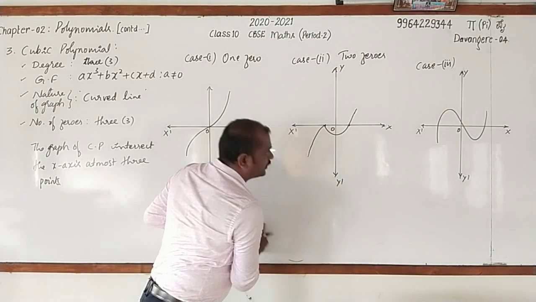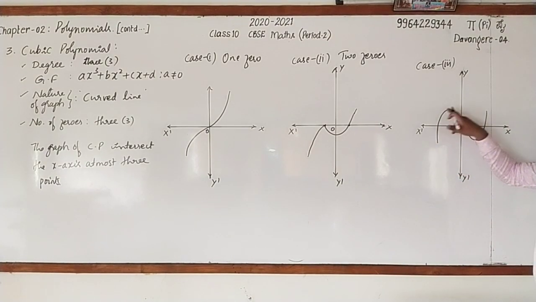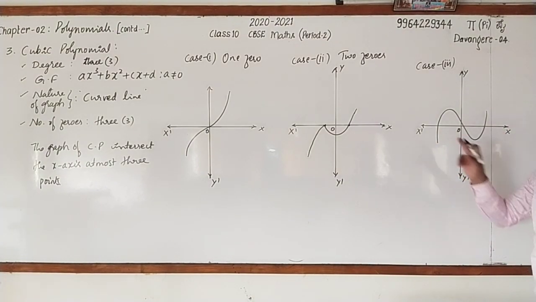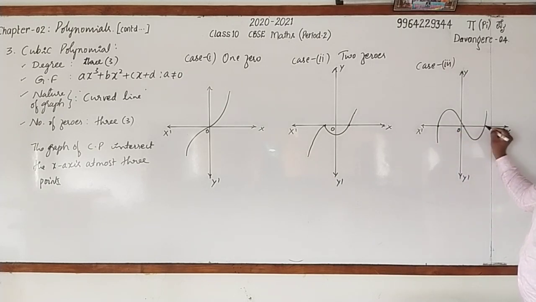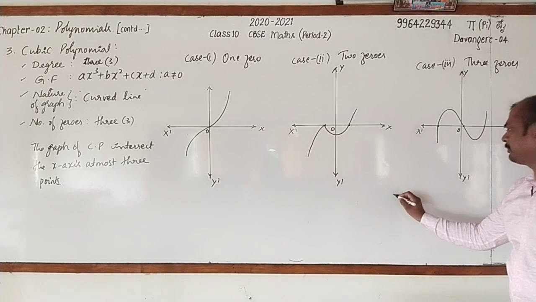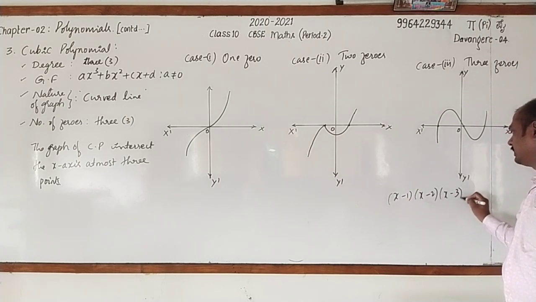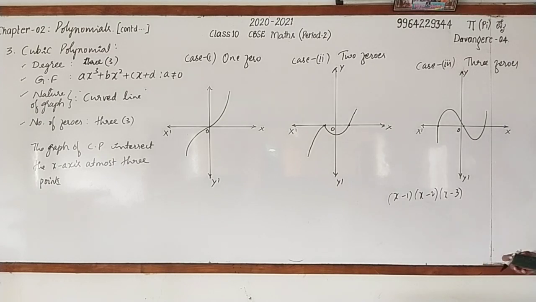Next, I go for taking 1 more. Here you can notice that the graph has intersected the x-axis at how many points? Count 1, 2, 3. 3 points. Then can we write there are 3 zeros? Yes. If you go for taking an example, x minus 1 into x minus 2 into x minus 3. Find out the zeros of this polynomial.